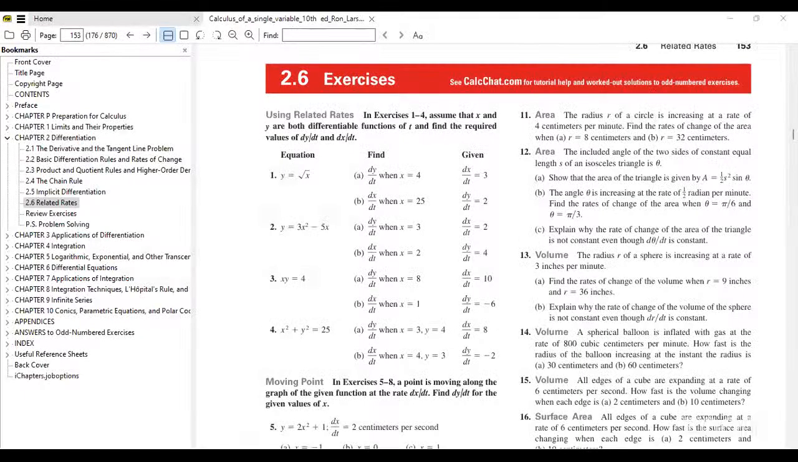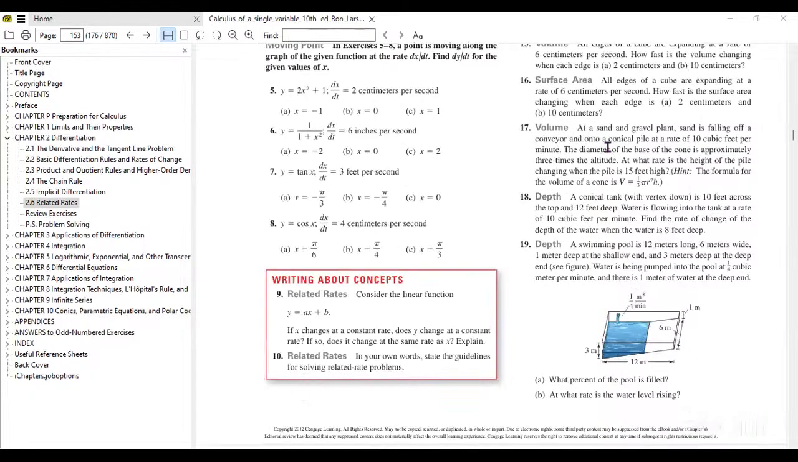Sorry, just going through the exercise problems. Yes. Can we try number 8?